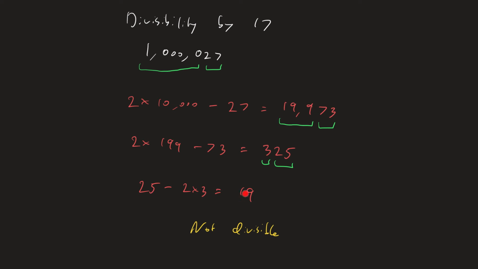Negative 19 is divisible by 17 if and only if 19 is divisible by 17. Our original number is divisible by 17 if and only if our final number here is divisible by 17. Since 19 is not divisible by 17, then we know our original number is not divisible by 17.